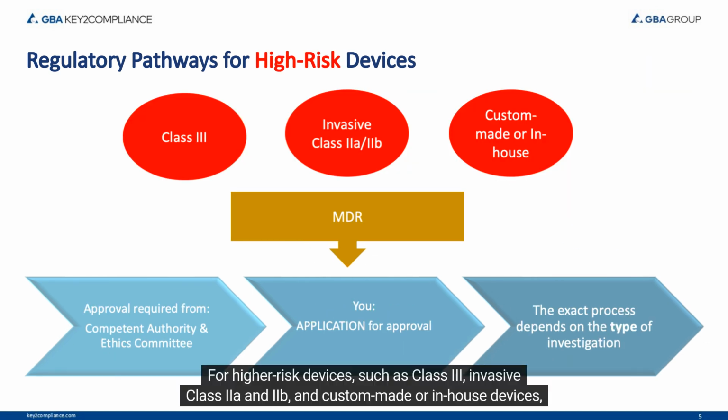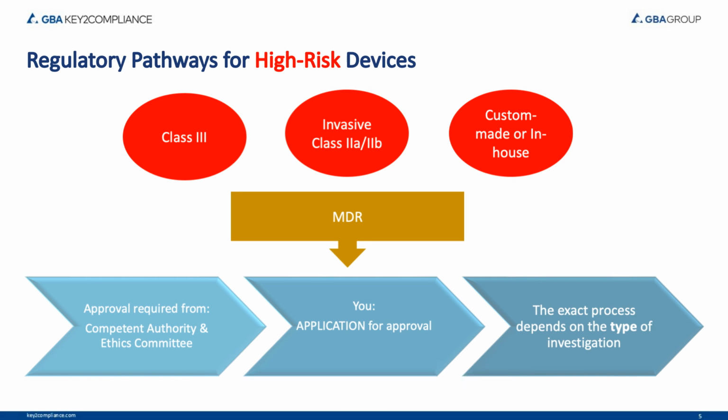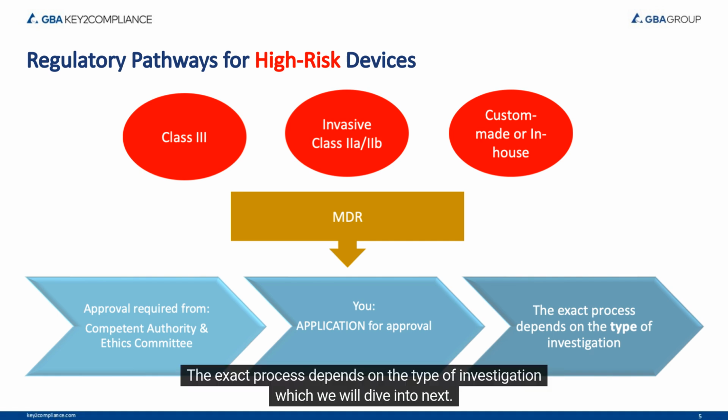For higher-risk devices, such as Class 3, invasive Class 2A and 2B, and custom-made or in-house devices, the process instead follows Article 70.7b of the MDR. In these cases, you need approval from both the competent authority and the Ethics Committee. The exact process depends on the type of investigation, which we will dive into next.